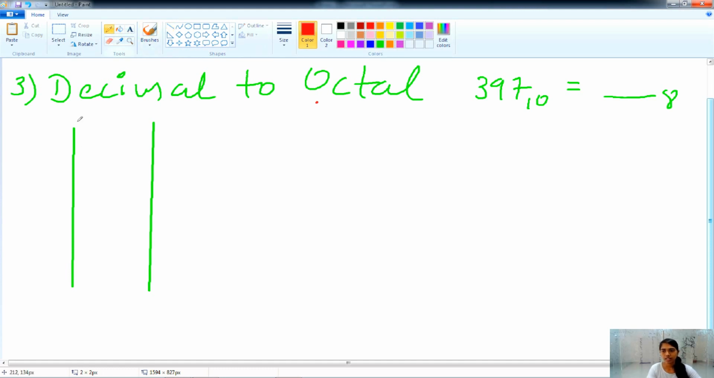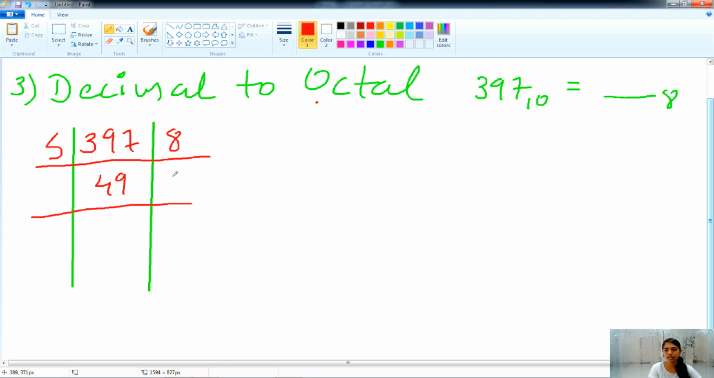That is 397. But the only small difference here is that we divide it by 8, because we have to get an octal number, for which the base is 8. So we get 49 as the quotient and 5 as the remainder. Again, 49 divided by 8: the quotient is 6 and the remainder is 1.